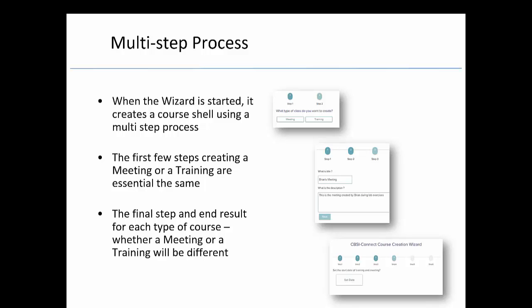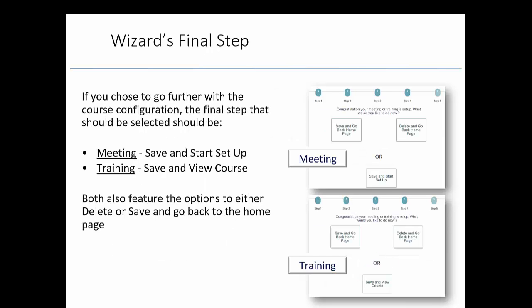The first few steps used to create a meeting and a training are essentially the same. When you get to the final end step, of whether you're creating a meeting or a training, the end step is slightly different, and the results that are produced will be quite different. In the wizard's final step, you have 3 options. 2 of these options are the same for both a meeting and a training. These would be save and go back to your home page, and delete and go back to your home page.